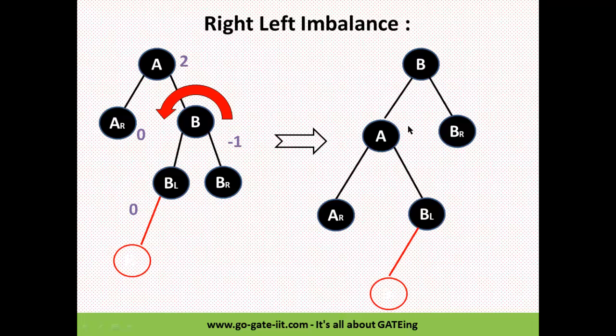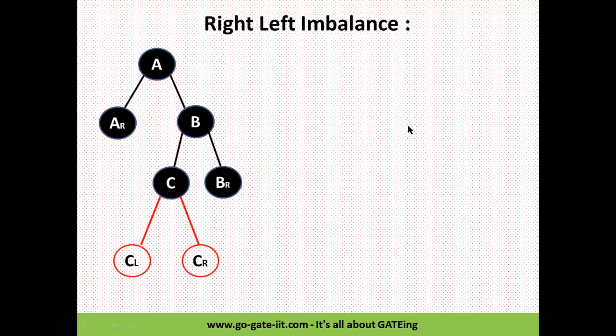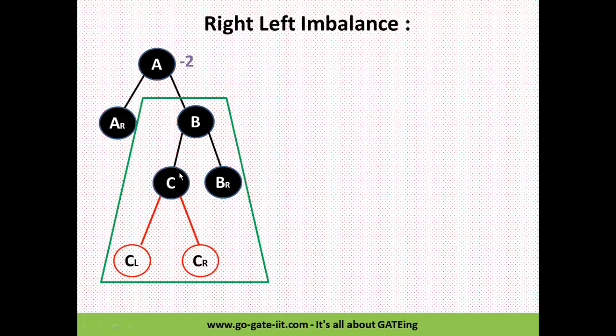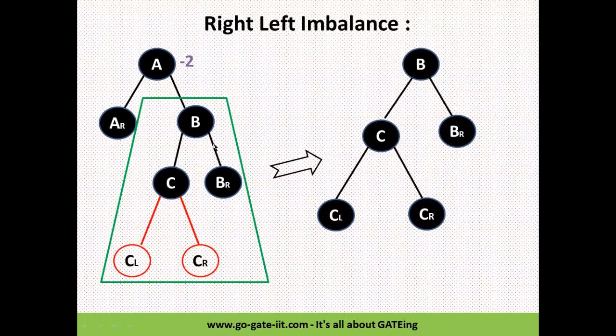So how does right left imbalance work? Consider the same tree again. You can insert any child on the left hand side. That means I have inserted CL or CR, either of them, but it is right left imbalance for this node. So that's how right left imbalance comes. Now what we will do is consider the affected area first. Here the green box, we will consider the green box items first. So we have B, C, CLR and BR.